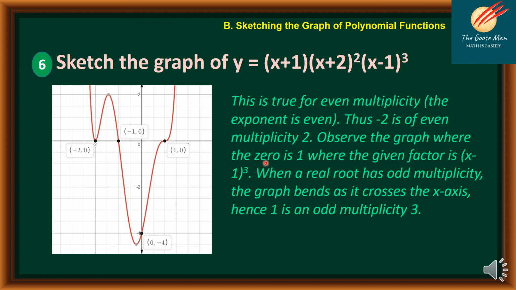Observe that at the zero 1, the given factor is (x minus 1) cubed. When the real root has odd multiplicity, the graph bends and it crosses the x-axis. Hence, 1 is of odd multiplicity 3. So, we have here (x minus 1) cubed. It crosses the x-axis. So, again, that ends our lesson for today.